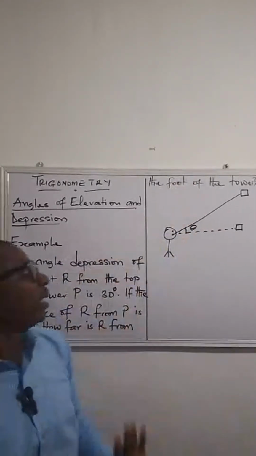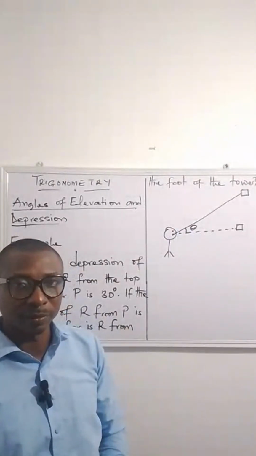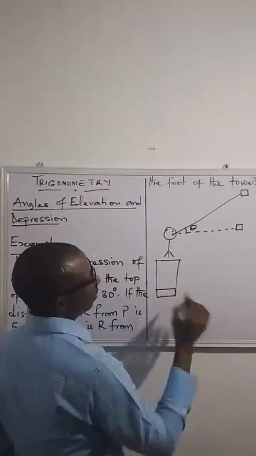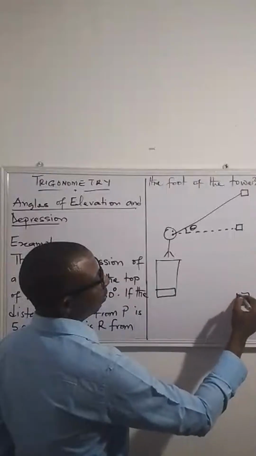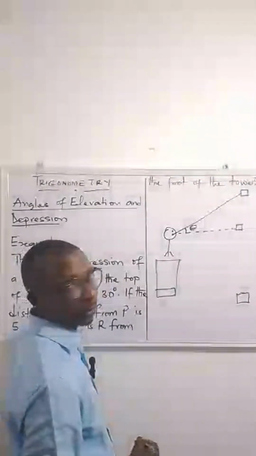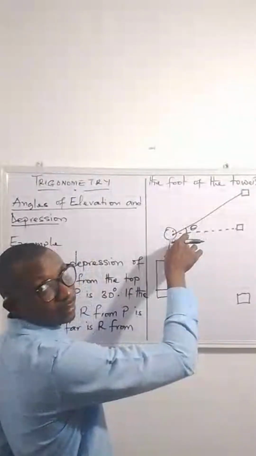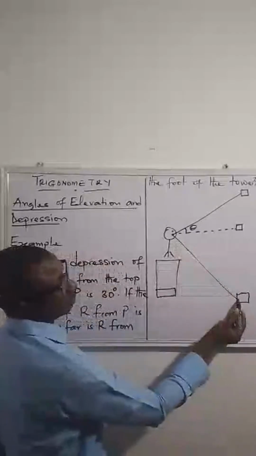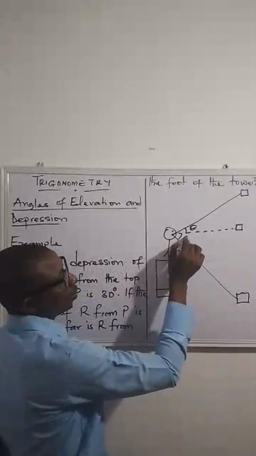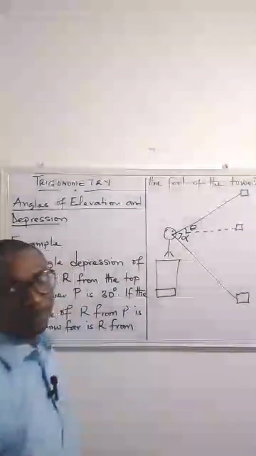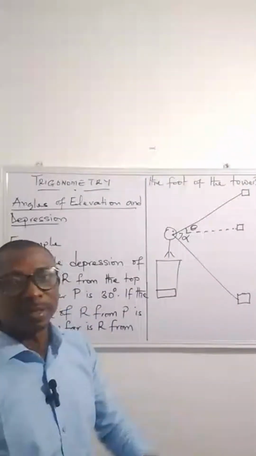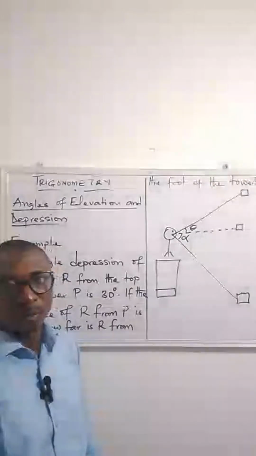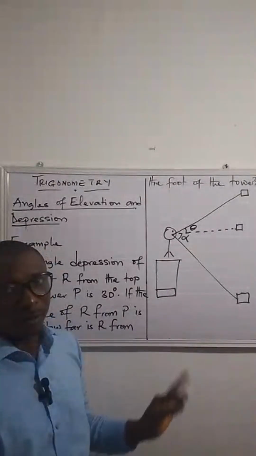Now let us look at angle of depression. Suppose this man is on a tower like this, and you need to build something on the ground level. He needs to depress his head, so he's going to look down at this thing. The angle here is what we call angle of depression, because he has bent down his head by a particular angle. That's just the idea of what we want to do now.